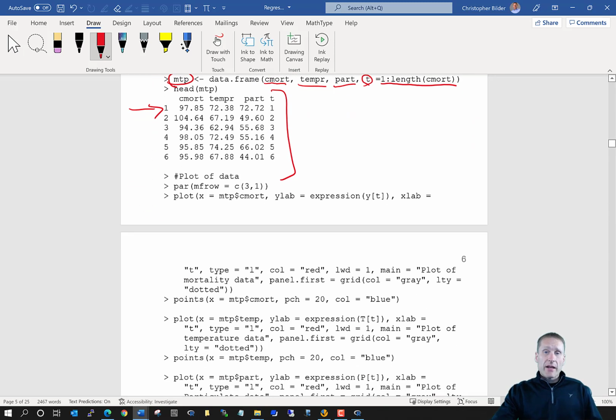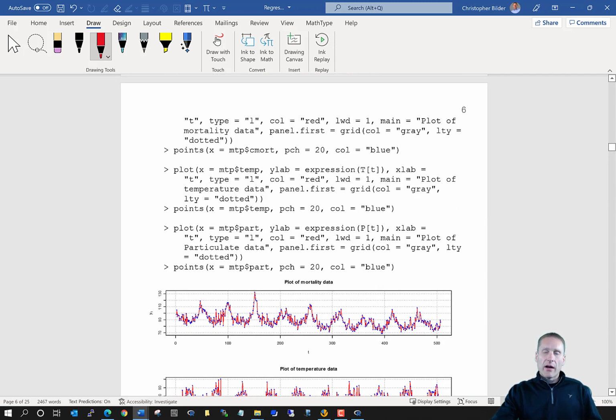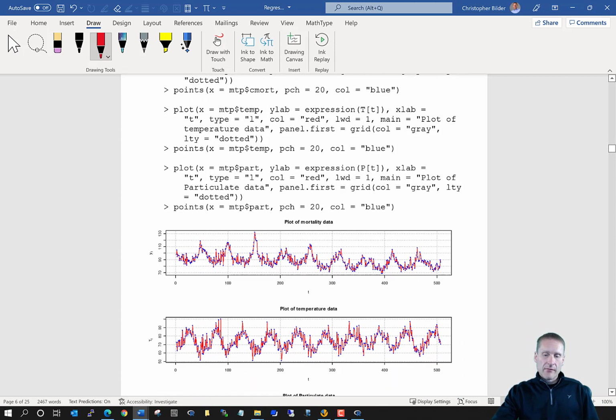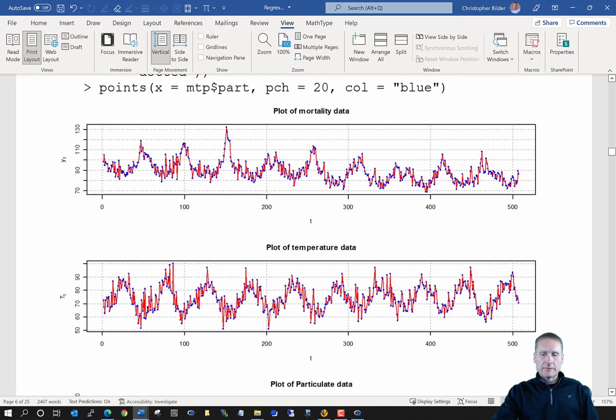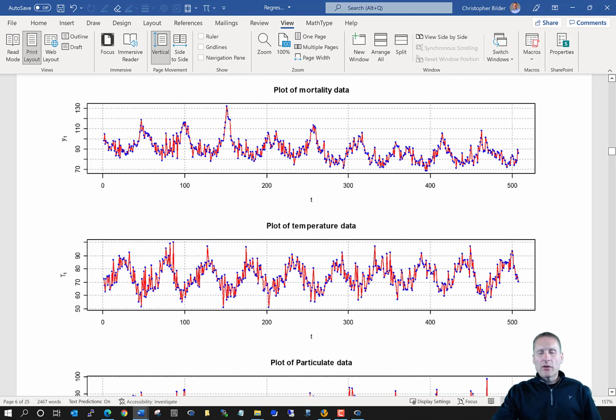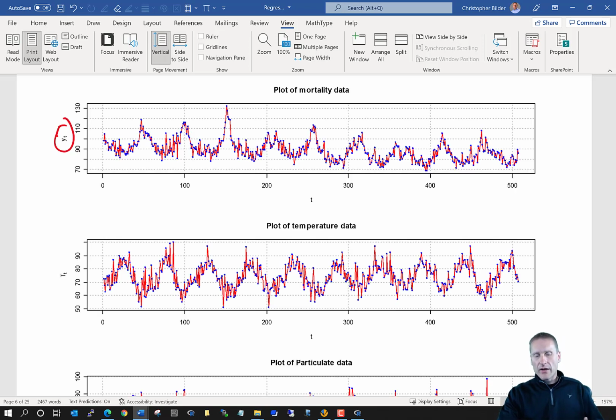Next, I'm going to plot my data much in the same way as we've plotted the data before. I'm going to plot cardiovascular mortality, temperature, and particulates, because each of these are being observed over time. And this is what we get. Let me make this a little bit bigger. And so what we can see here is that there do appear to be trends over time. Here's our y sub t, which we will use symbolically to represent cardiovascular mortality. And we definitely see some trends that are occurring.